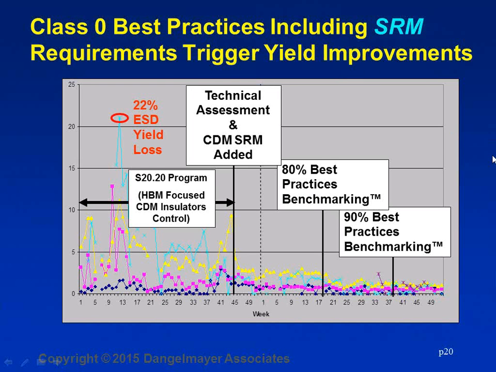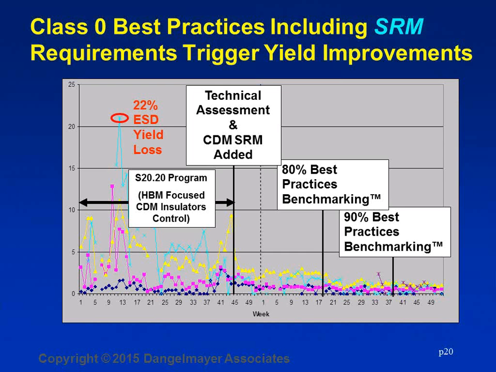This is a chart that we have used, and it's actual real data from a factory, a customer of ours, that we've done to show that the first section of this is tied to, this company had a good S20.20 2007 program in place. It was, again, focused on HBM. There was some work on eliminating process required insulators, but there was still a lot of holes in the program.